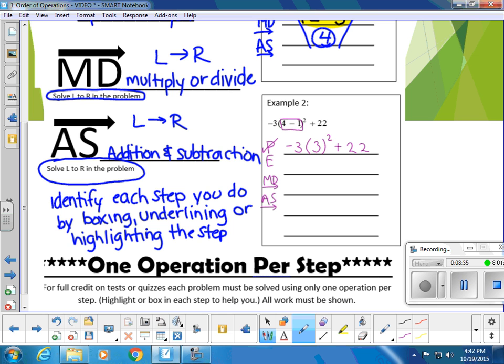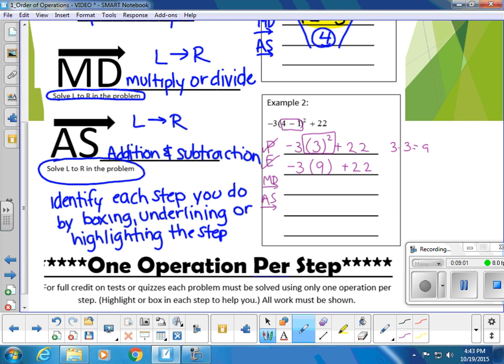Now, my parentheses are gone. I do have an exponent, so I'm going to box that. That's what I'm doing next. Bring down everything that's not in your box. And 3 squared means 3 times 3, which is 9. So I'm going to keep it in parentheses just so I know it's multiplication. So now I've done my exponent.